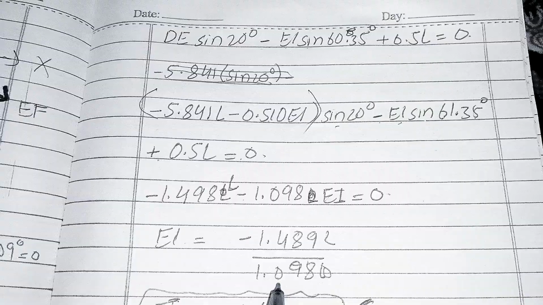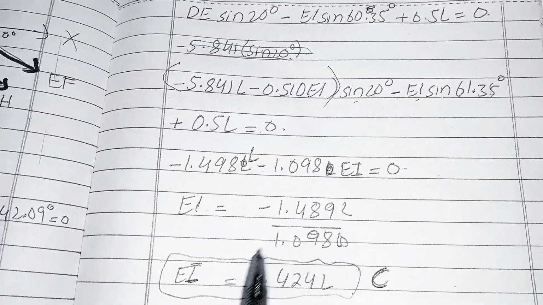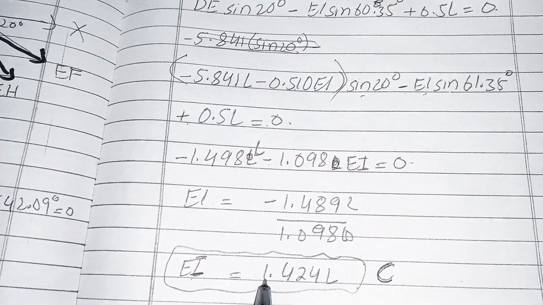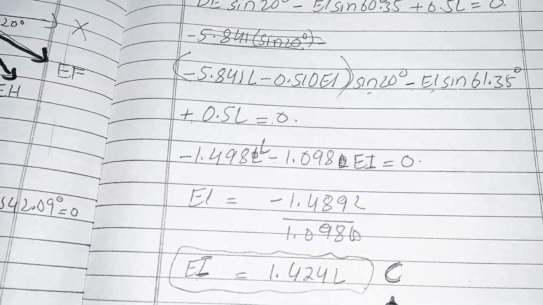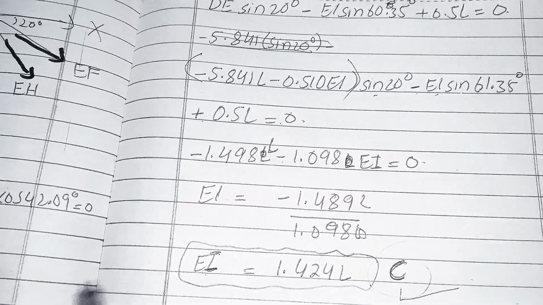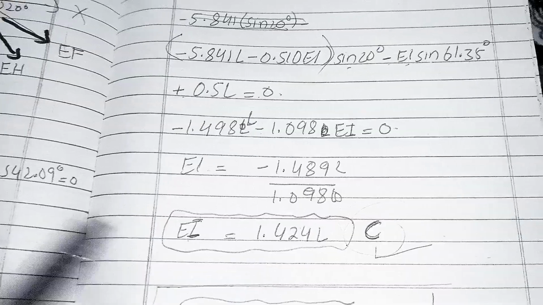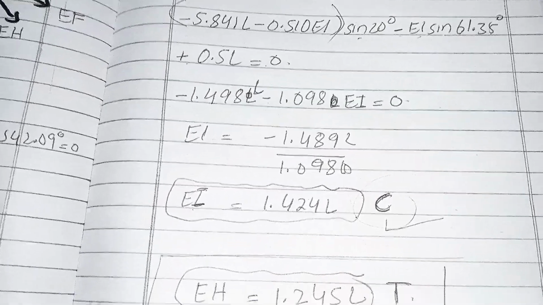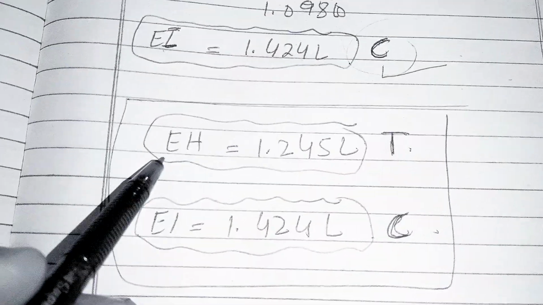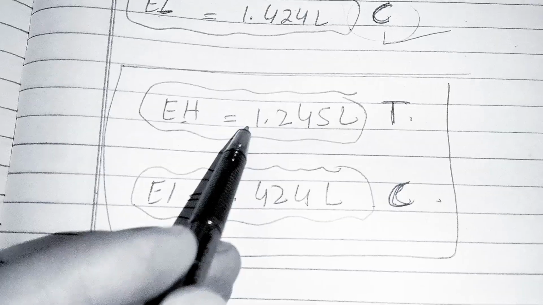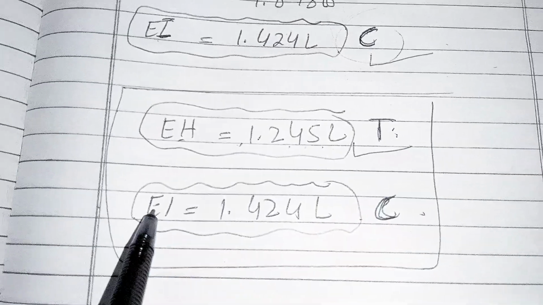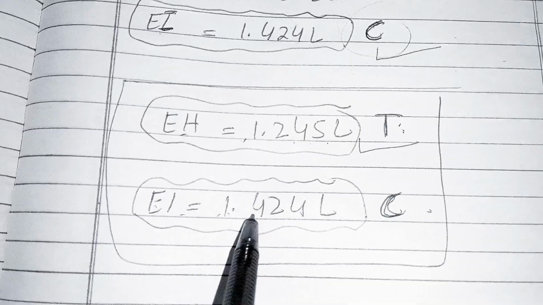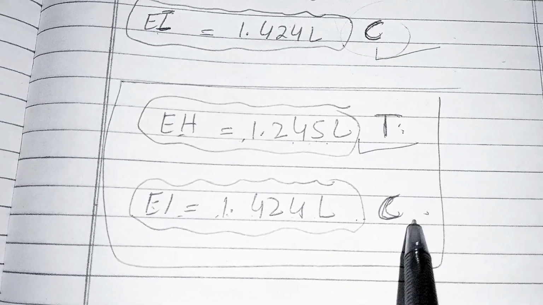EI will become equal to this, and if you calculate this value, EI will come out as 1.424 L, which was the required answer asked in our question. So the required answer is EH equal to 1.245 L, which is in tension. So EI will equal 1.424 L, which is in compression.